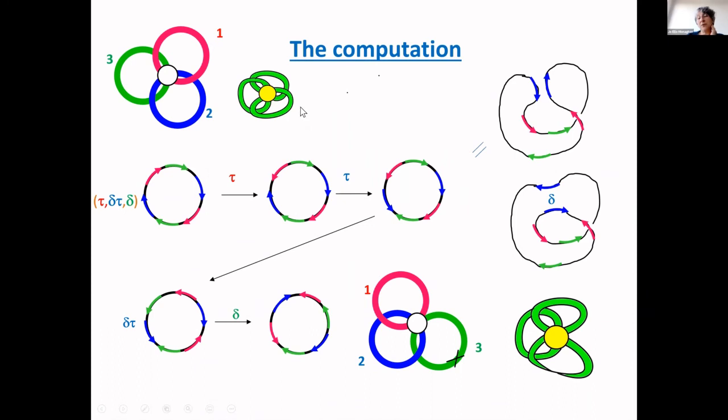So here's the computation. There's your graph. This is the same graph, I'm just color coding it again. I'm going to apply tau to the red edge. It just changes the direction on one of the arrows. So I changed the direction on this arrow. Now I need to do delta tau to the blue edge. So this is first doing tau to the blue edge. So I've just flipped this arc right here.